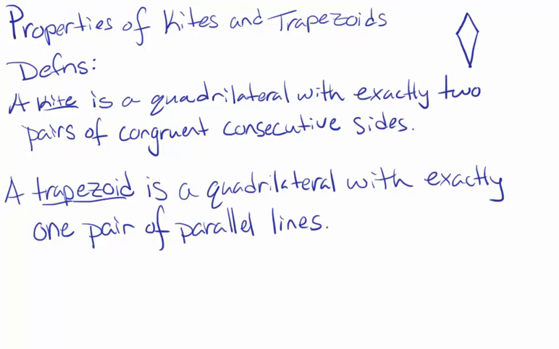In this video we're talking about the properties of kites and trapezoids. So we have two definitions today, kite and trapezoid, so let's find out what they are.